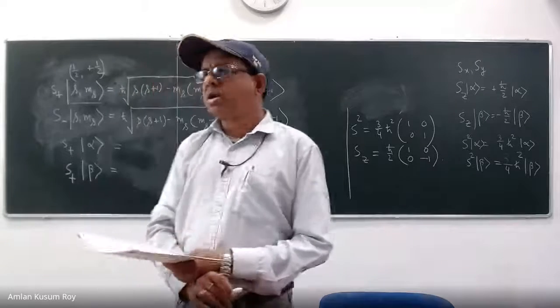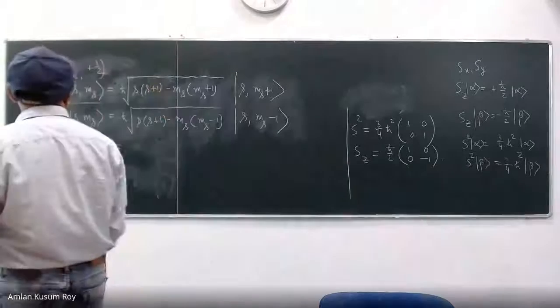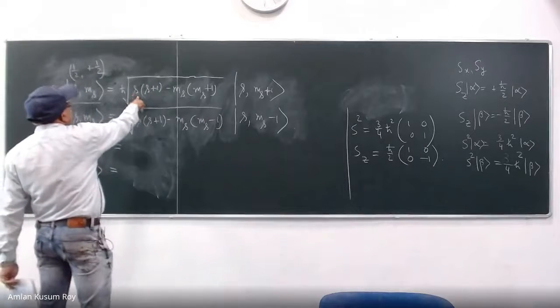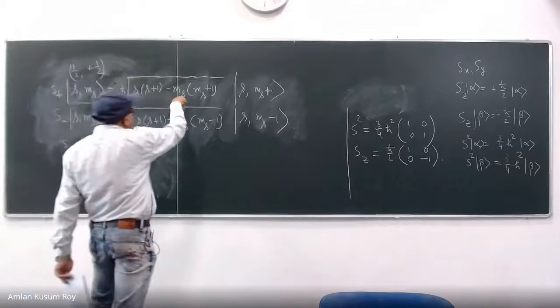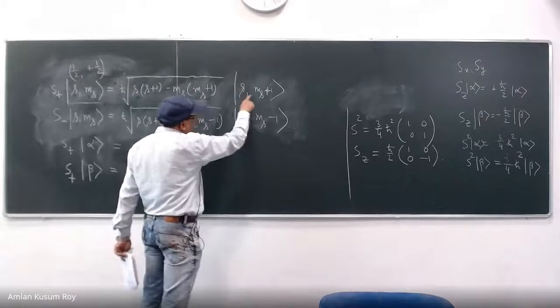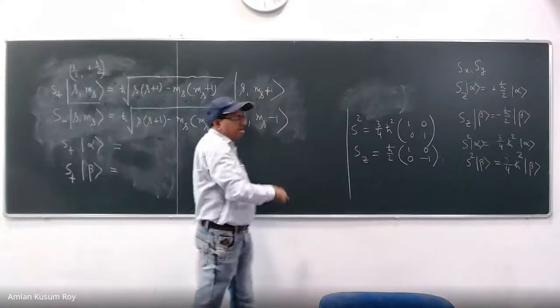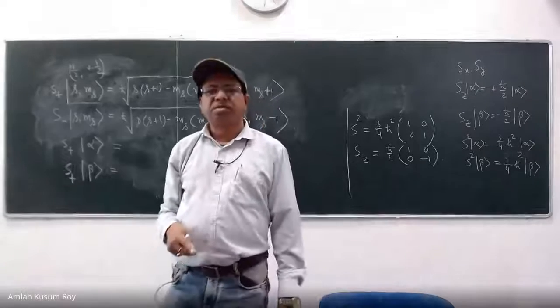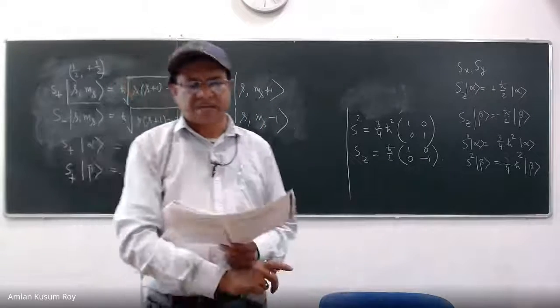So just put, wherever you have an S in the right hand side, plus half, and wherever you have an MS, you write plus half. And tell me what the right hand side is giving you.